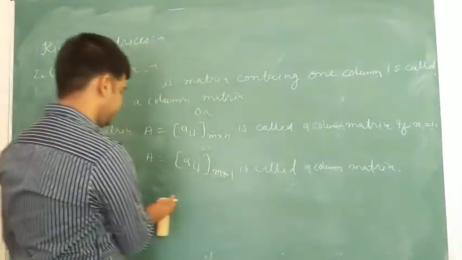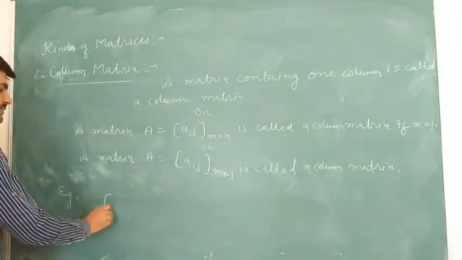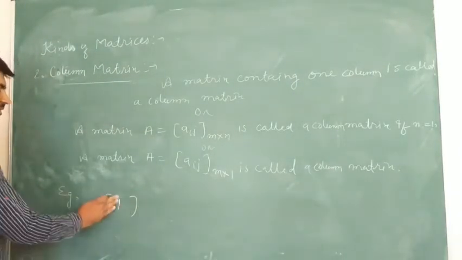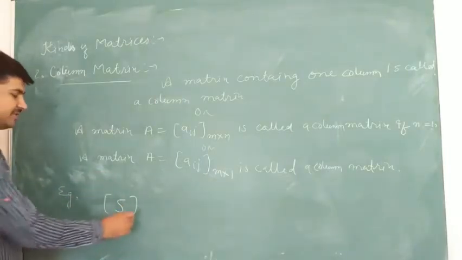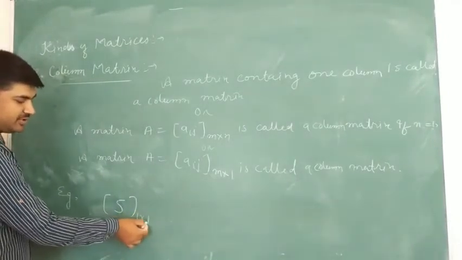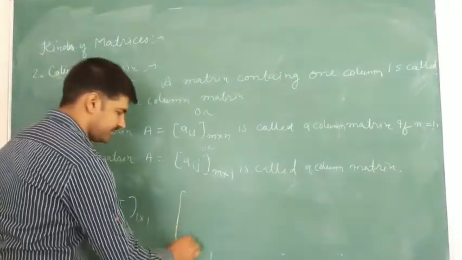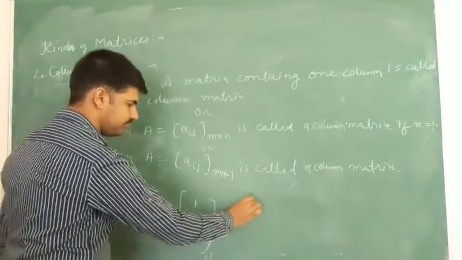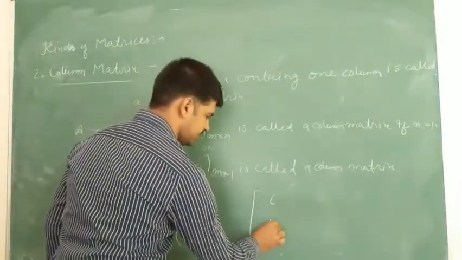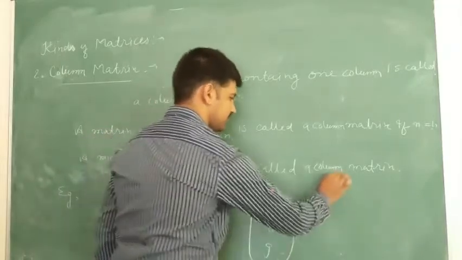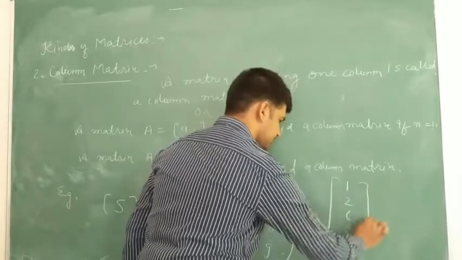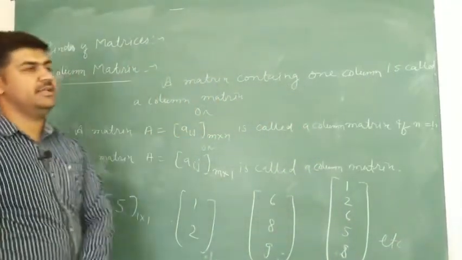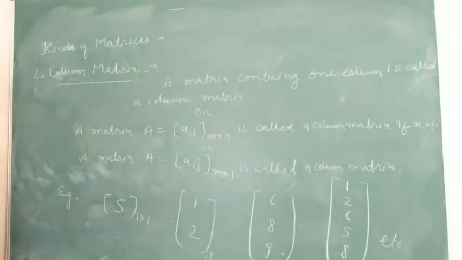Let us change the examples now. The examples of column matrix. Since there has to be only one column, suppose I have taken the element 5 here. Now the number of columns in this particular matrix is only 1, therefore it is a column matrix. If I want to write the order, the order is 1 by 1, only one column. Then 1 2, and 6 8 9. Suppose one more example, 1 2 6 5 8. All these three examples are of column matrices.